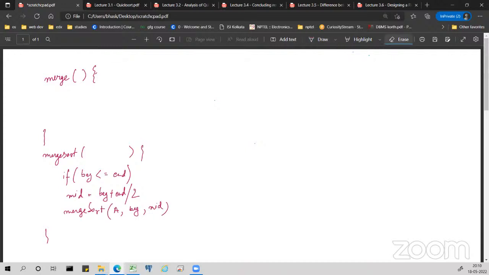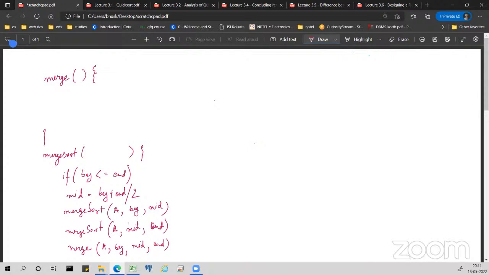Again, you make the merge sort recursive call. Pass the list or array, and this time from mid to your last, that is end. And finally, you merge with beginning, mid, and end. So what is the idea over here?